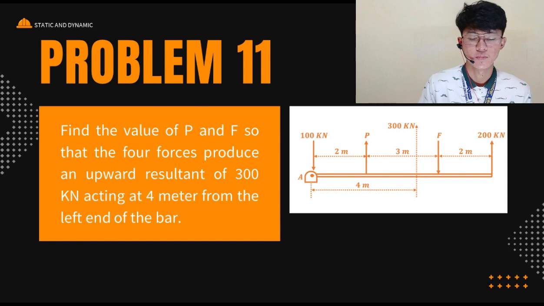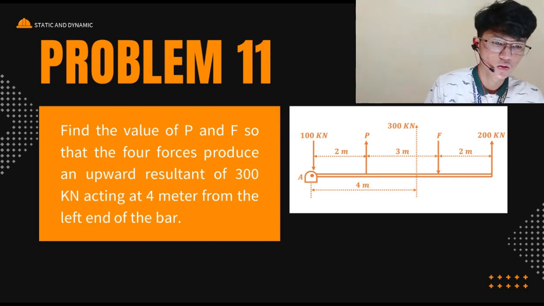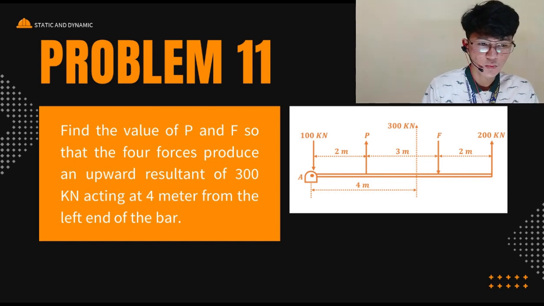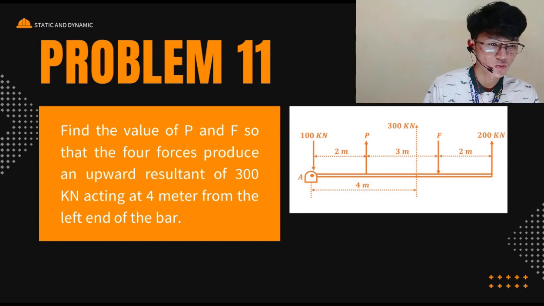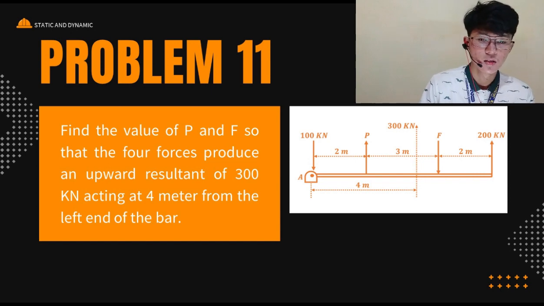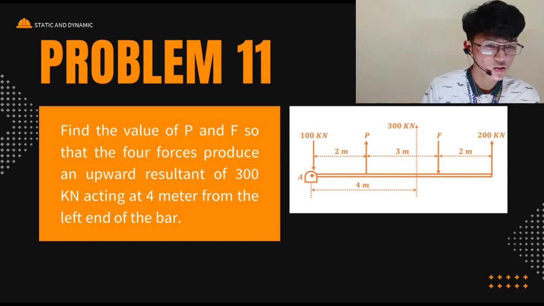So, problem 11. Find the value of P and F so that the four forces produce an upward resultant of 300 kN acting at 4 meter from the left end of the bar. So, this is our figure. Kung makikita nyo, meron tayong 100 kN downward. And then may P tayo, force P, upward, na ating kukunin, and F naman pag downward. So, sabi dito, may resultant tayo na 300 kN. And then may isa pa tayong force, which is 200 kN upward.